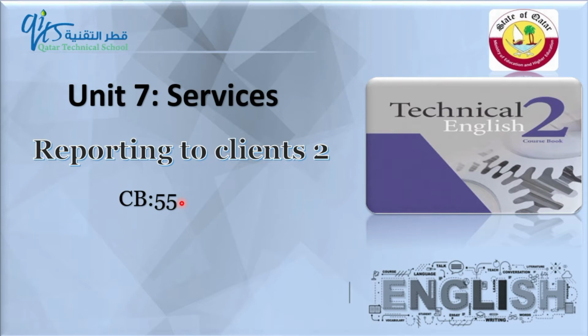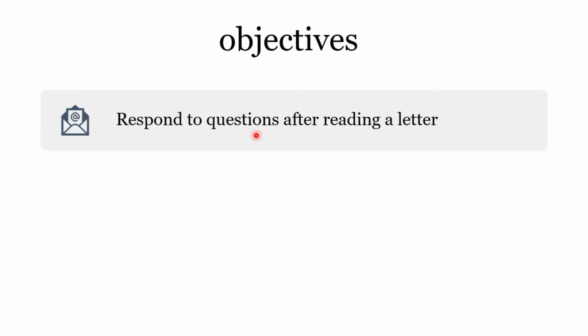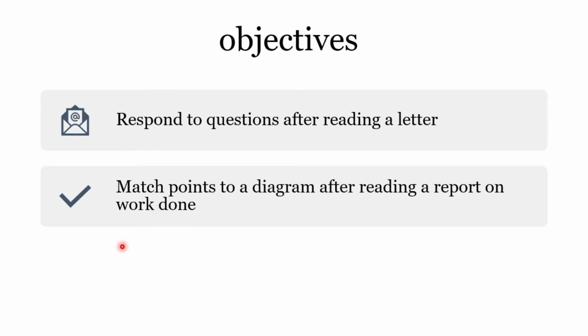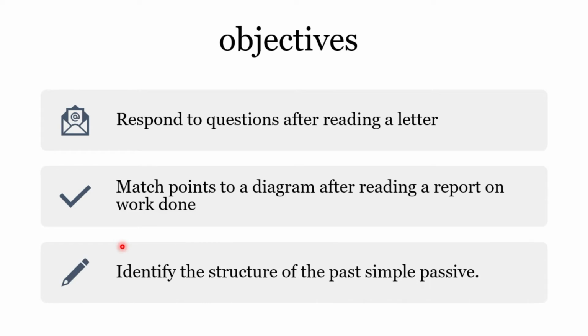In this lesson, we have 3 main objectives. We have number 1, respond to questions after reading a letter. Number 2, match points to a diagram after reading a report on work done. And the last one, identify the structure of the past simple passive.